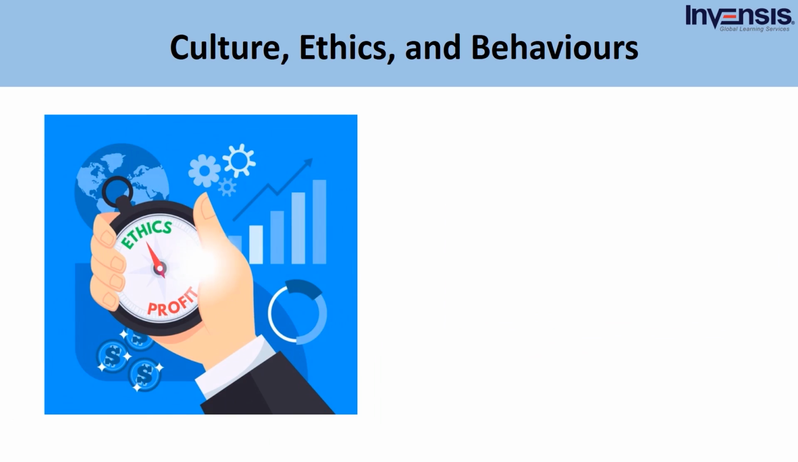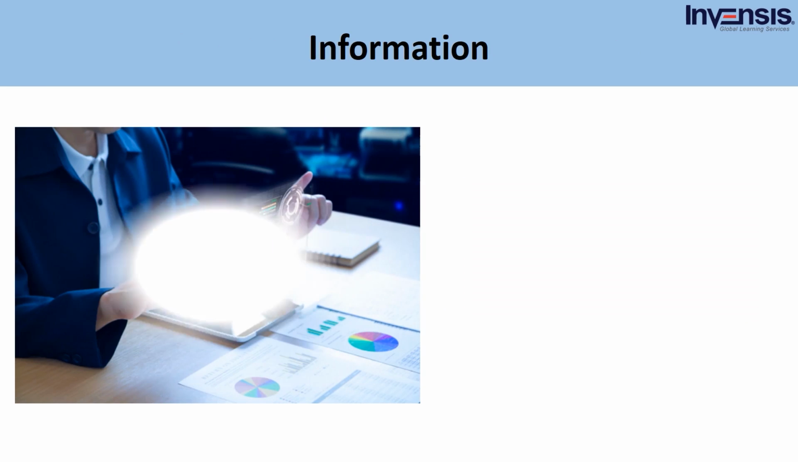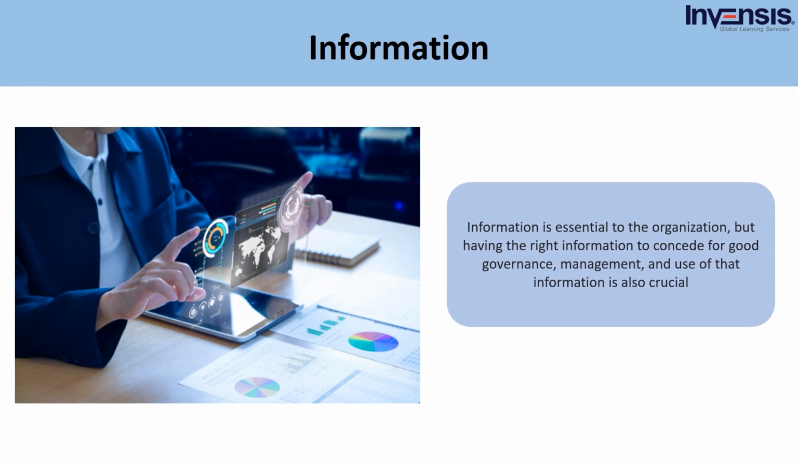The fourth enabler is culture, ethics, and behaviors. Having a culture that supports the organizational goal, backed up by the right behaviors and attitudes, is a crucial factor in the implementation process of COBIT in achieving the desired outcome. The fifth enabler is information. Information is essential to the organization, but having the right information for good governance, management, and use of that information is also crucial.